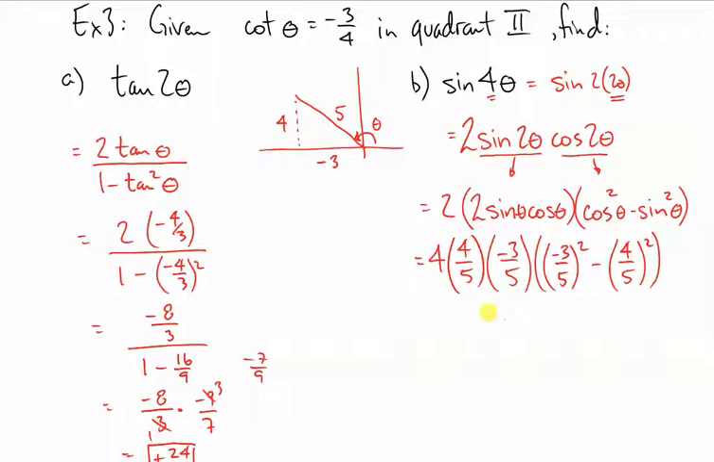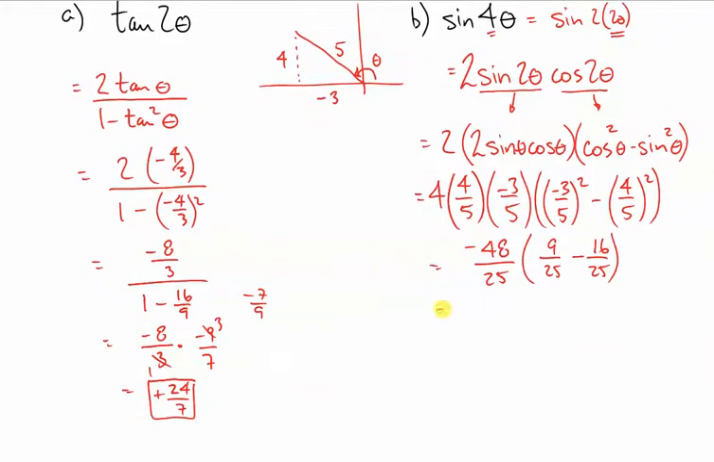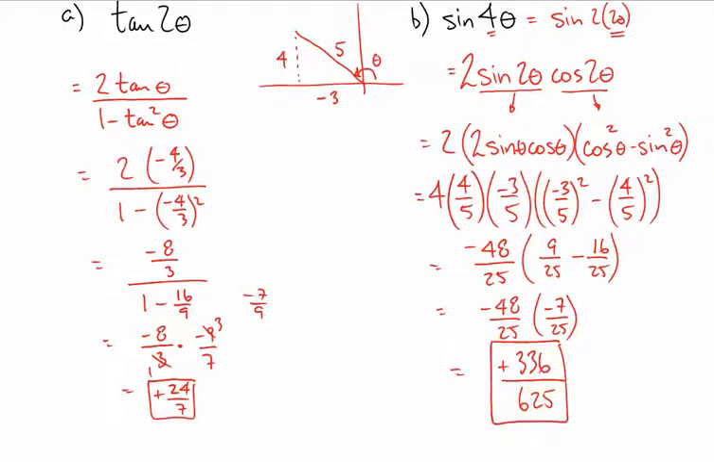All right. Let's see. 4 times 4 times 3. 48 negative over 25. The bracket is 9 over 25 minus 16 over 25. All right. Negative 48 over 25 times -7 over 25, which is positive 4 times 7, 28, so 280 and 56. 336 over 625. There's our exact value.